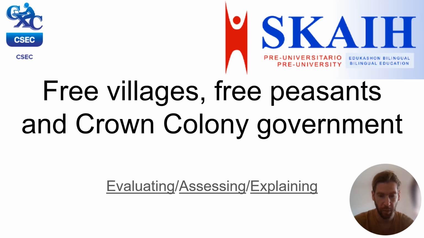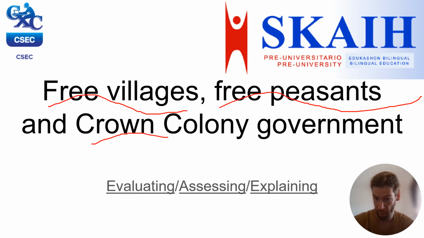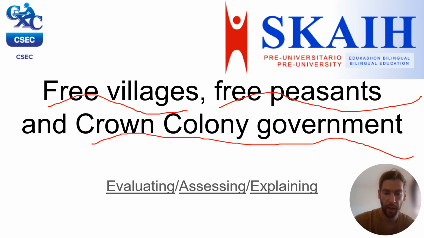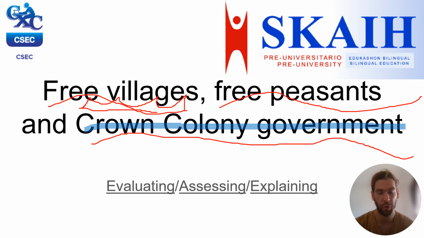Again, we are still talking about free villages, free peasants, and crown colony government. This video in specific has the topic of how crown colony government was implemented. Crown means it was coming from the government in Britain. So it was coming from Europe and it was adopted and implemented in the British Caribbean. We're going to talk more about that.